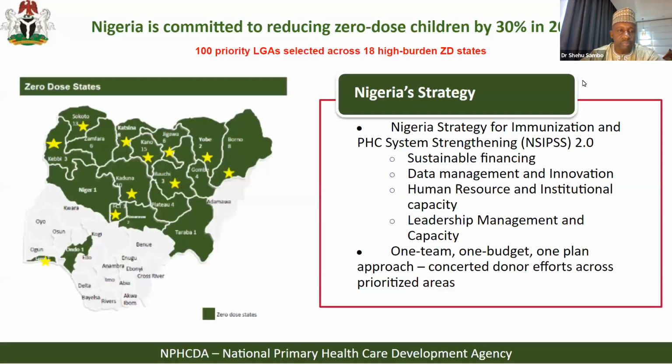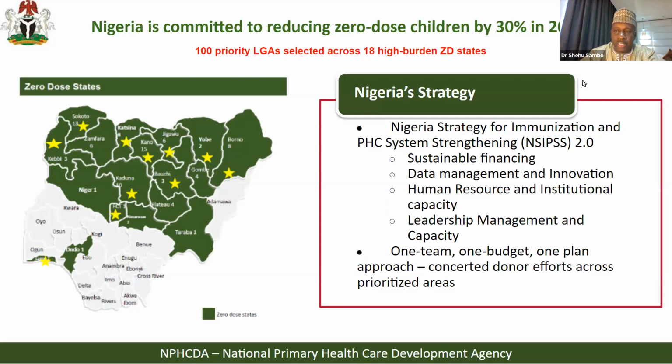Next slide. So Nigeria as a country has made a commitment to reduce the zero-dose children by 30% in the next 2 years, that is by 2025. We have 100 priority local governments selected across 18 high-burden zero-dose states. You can look at the map of Nigeria on your left-hand side. You can see that most of the LGAs that have zero-dose children are located in the northern part of the country, where my state, Jigawa State, belongs.